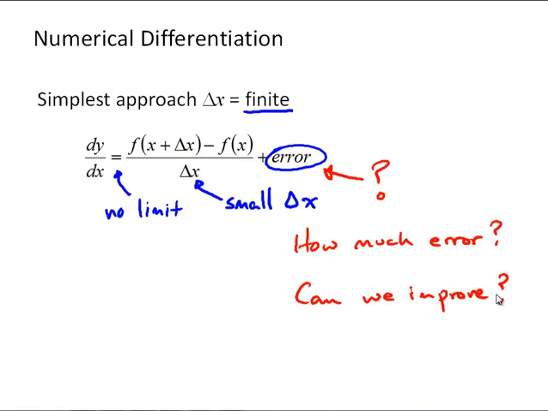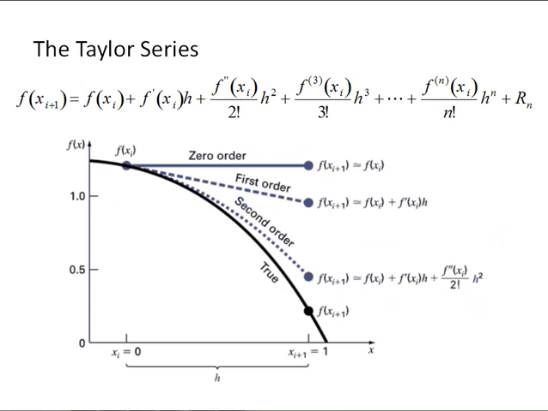So in order to get an understanding of the error, the place we'll look is the Taylor series. So recall from calculus, we can use the Taylor series to predict the next value of a function. So the function evaluated at some x_{i+1} is going to be f of x_i plus f prime of x_i, so that's the derivative at x_i, times h, where h is our delta x, the difference between x_{i+1} and x_i, plus the second derivative of f over 2 factorial times h squared, and so on.